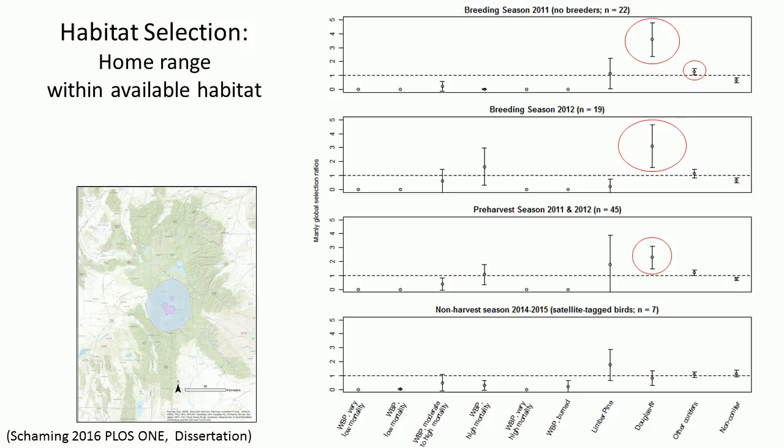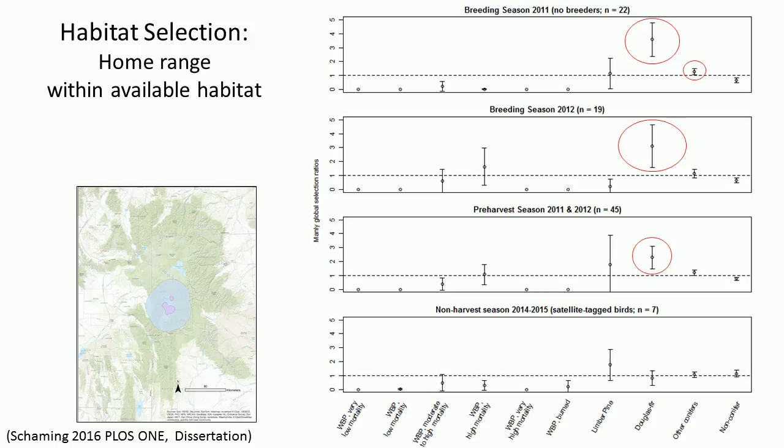But I found that if you look at the breeding season non-breeders, all of the birds in 2011, none of which bred, they seem to disproportionately highly select Douglas fir. And that's the only habitat that they're disproportionately highly selecting. We found the same thing for the breeders in 2012. So during the breeding season, these birds were highly selecting Douglas fir.